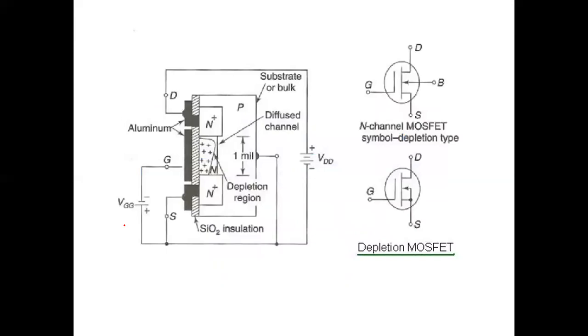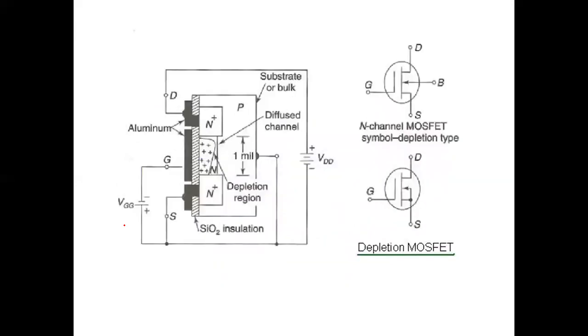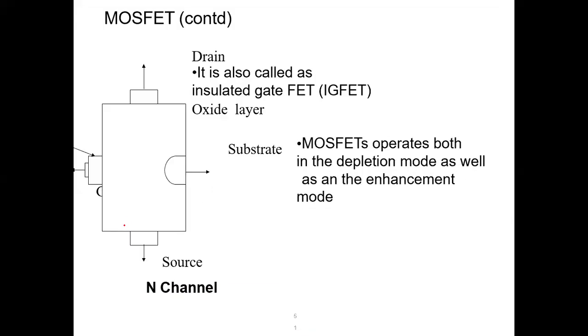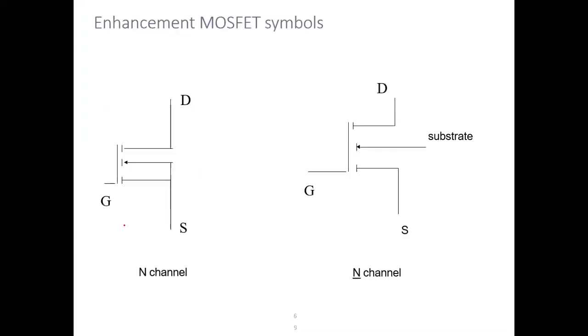So this is the depletion type MOSFET cross section. That is the substrate, aluminum, diffusion channel, depletion region and SiO2 insulation. Enhancement MOSFET has an induced channel, that is, the channel will be produced when the power supply is given. But in the depletion MOSFET, we already have a small N channel in N type material. So the depletion layer will be produced around that N channel. These are the base substrate conditions, with the same model, construction and symbols.